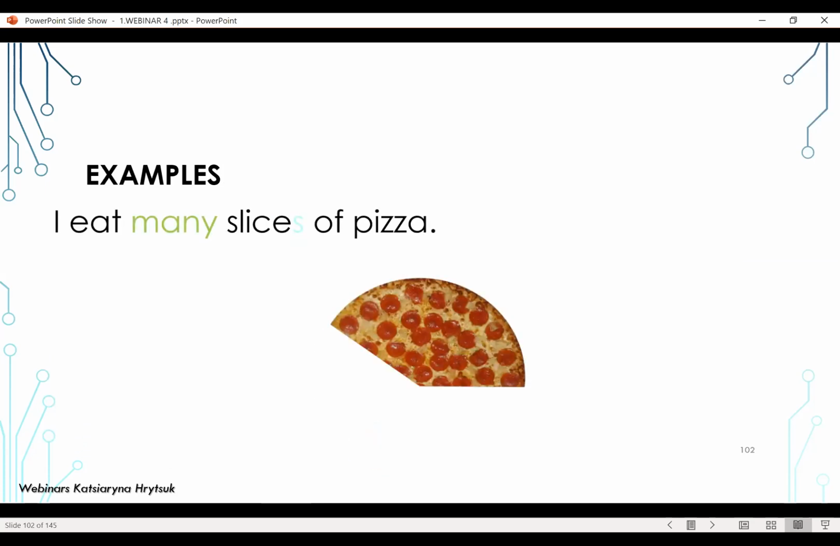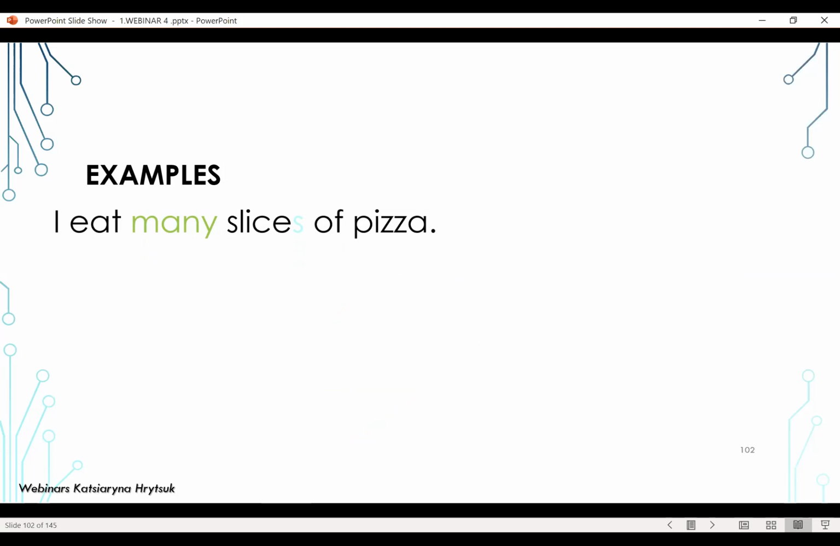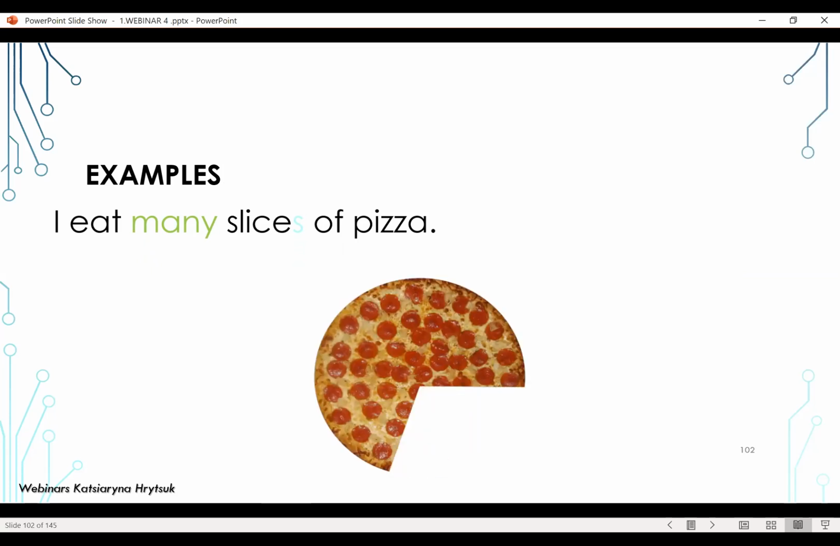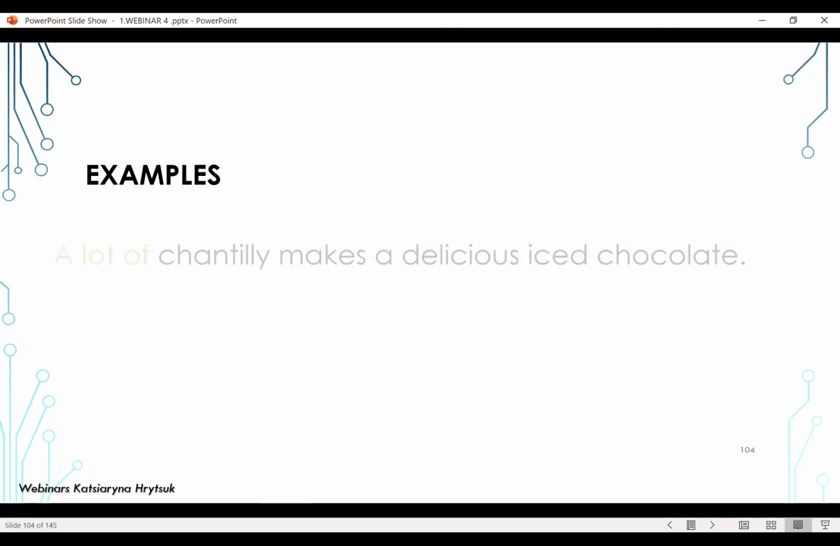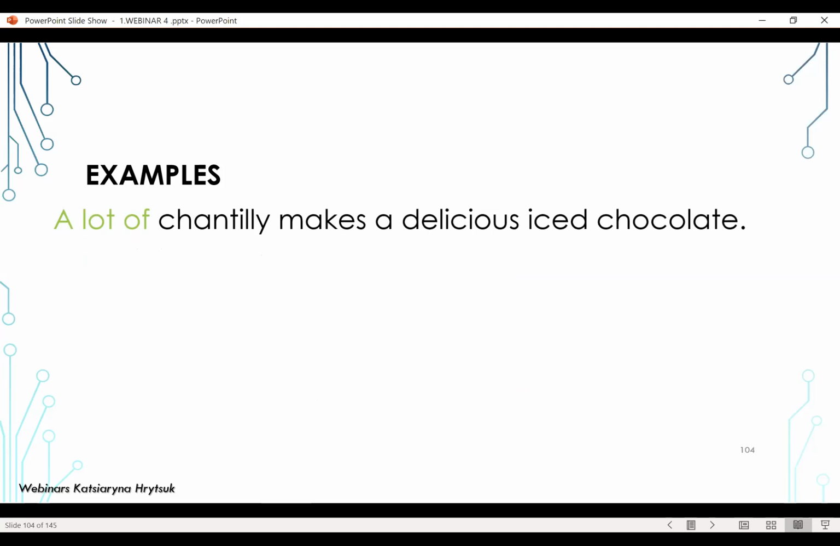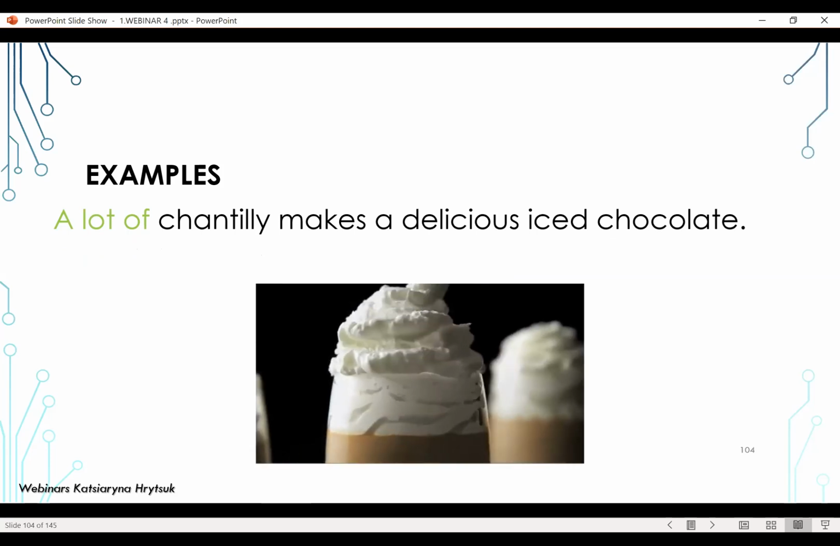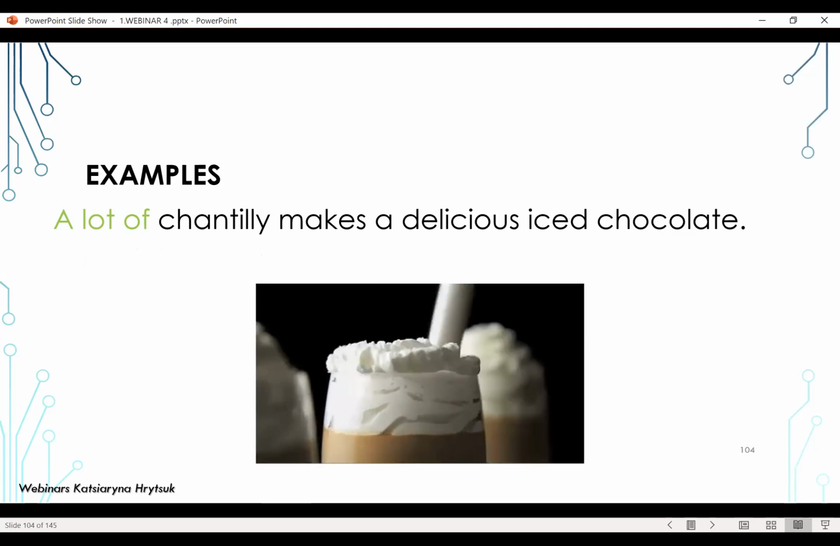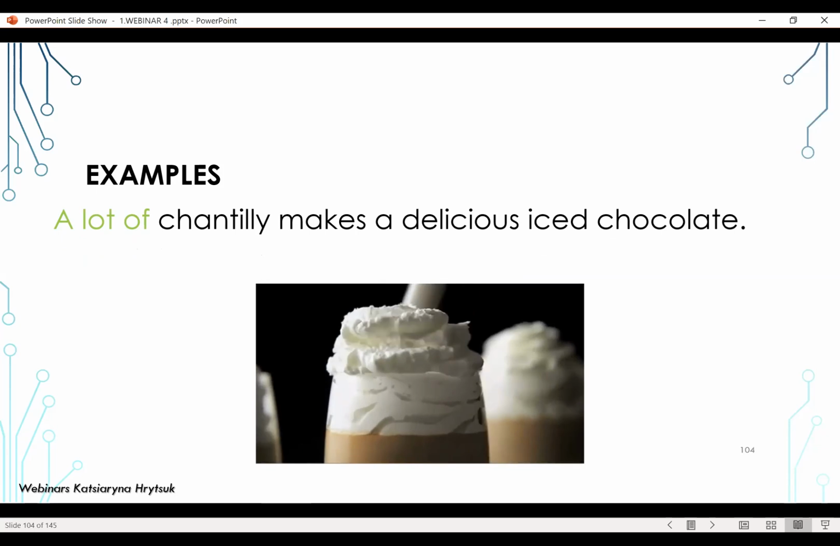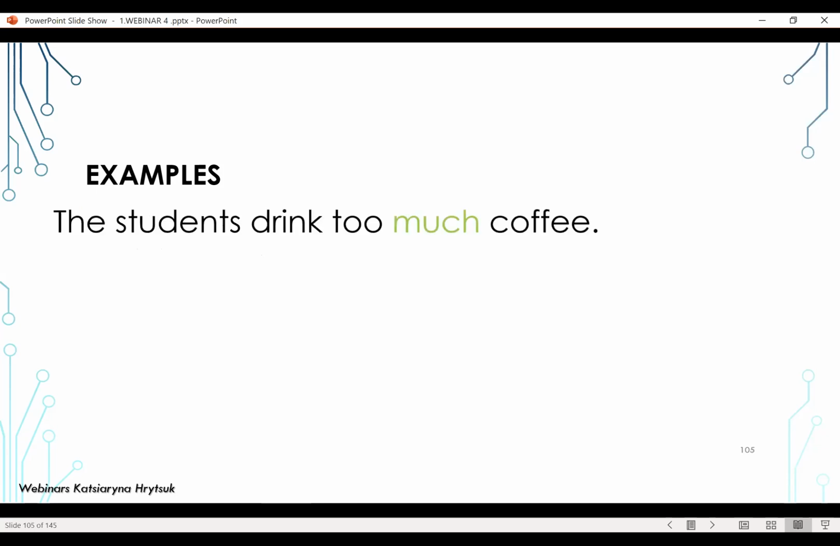Okay, so here goes with many. I ate many slices of pizza. Many, you can use in an affirmative sentence, no problem. A lot of pancakes, countable or uncountable, no problem. A lot of chantilly. Do you know what chantilly is? It's a cream. Good. So chantilly makes a delicious iced chocolate. It's the correct word. We don't say cream, it's chantilly.